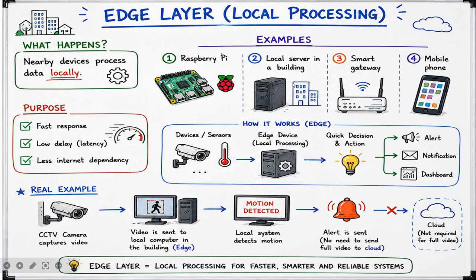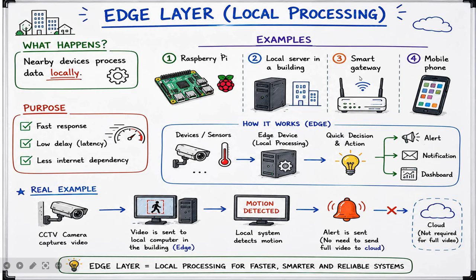Then second is a local server in a building, where a dedicated computer system is installed within a home, an office, or any campus, and it collects the data from multiple IoT devices in that location. And the role of this local server is to perform the bulk local processing, and it stores the temporary data, and it handles tasks like security monitoring, energy management, and so on. And it reduces the need to send all the data to the remote servers.